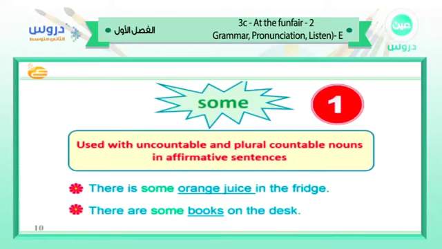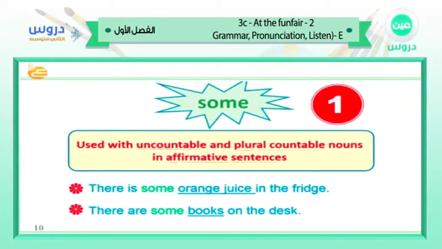Okay, let's explain more. This is some. We use some with uncountable nouns and plural countable nouns in affirmative sentences. Affirmative means the sentence says yes. There's no negative. The sentence says yes.